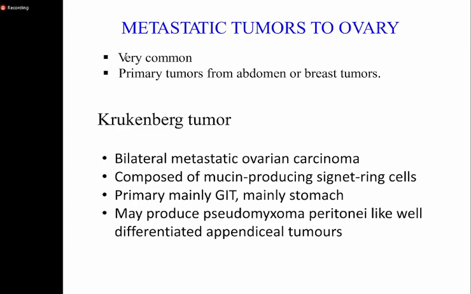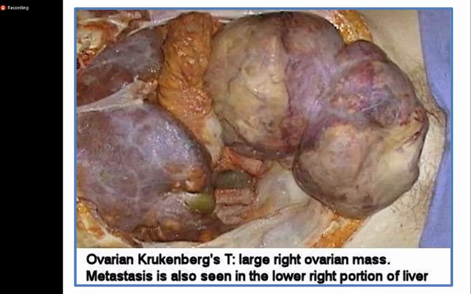And the most common primary is the stomach, but anywhere from the GI tract, intestinal tumors, both small and large gut, and the stomach are the most common primaries. They may produce pseudomyxoma peritonei, like the very well differentiated appendiceal tumors. So they have plenty in common with the appendiceal tumors. And they have a classical appearance. And this is a photographic representation of a Krukenberg tumor.